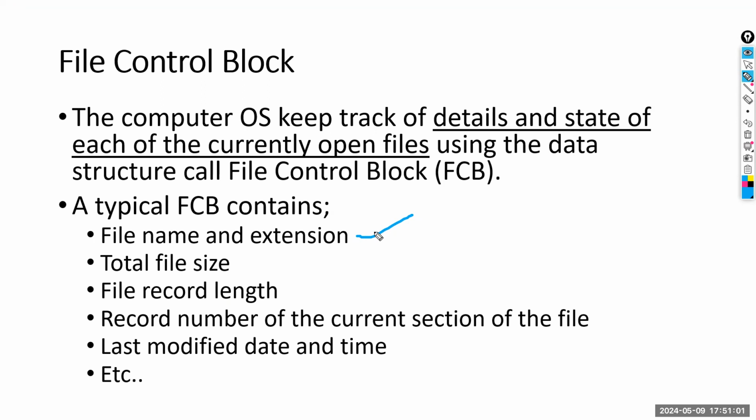So you can say file name and extension, total file size, sometimes even file record length, how big one record is, if it is a data file, obviously, right? Record number of current section, last modified date and time, whether the file is open, closed, locked. Those details can be available in a file control block. Exact details depend on the OS.